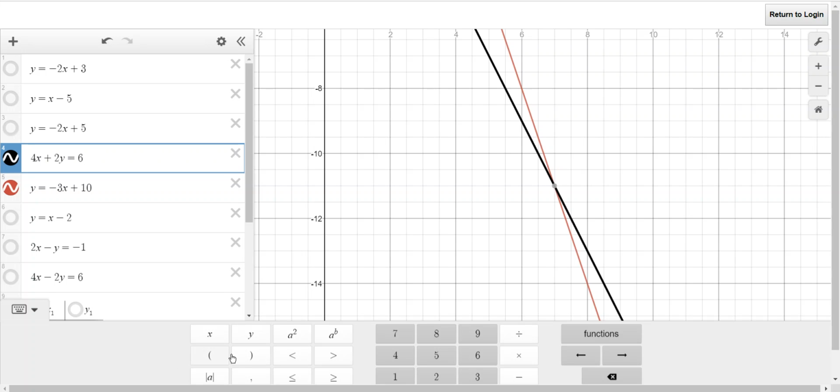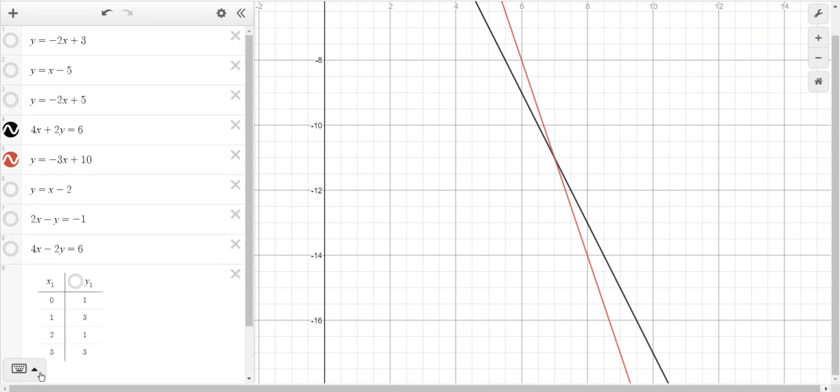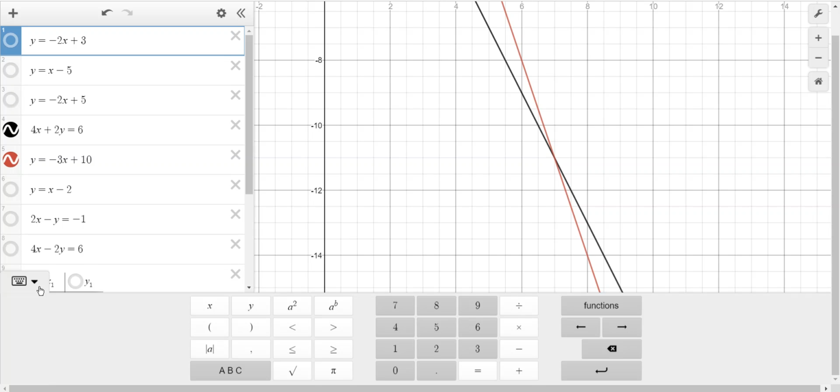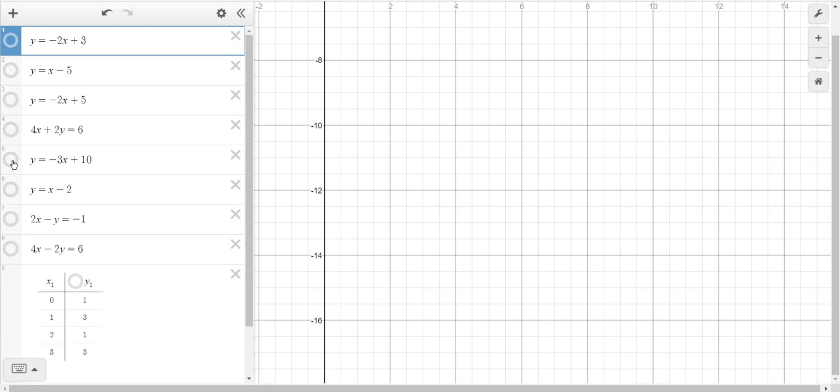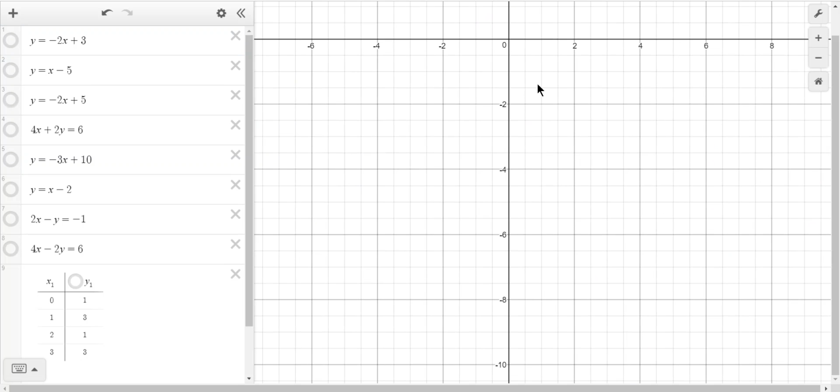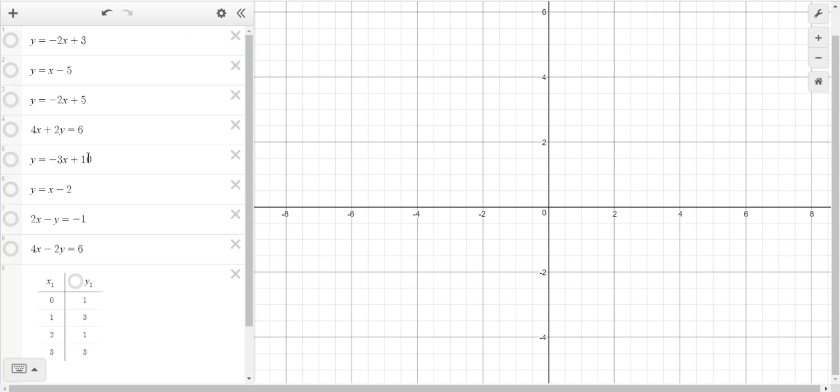Okay. If your keyboard does not show up like this, all you have to do is scroll down to the bottom, and you see the keyboard. You click that, and then it should appear. All right, let me close out of these ones, come back to the origin. Let's look at the next two.